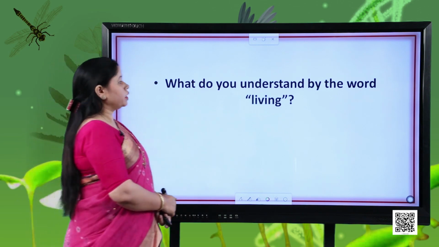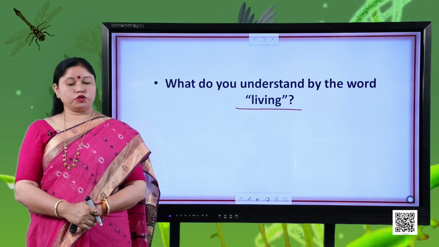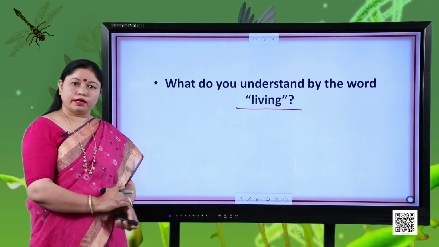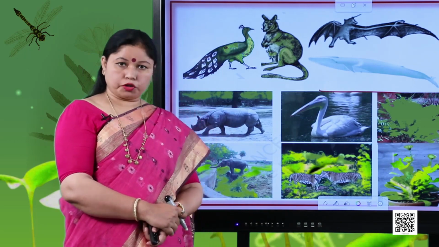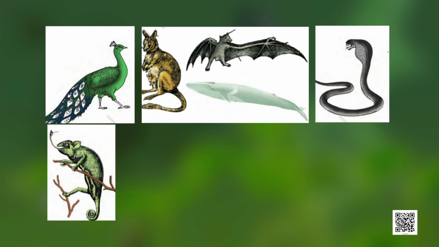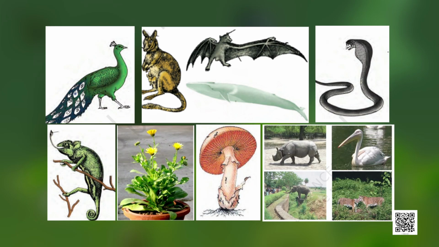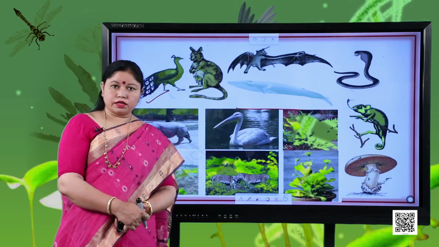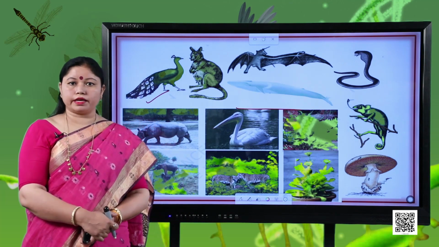What do you understand by living? What all things come into your mind when you think about living? Some of the things coming to your mind could be birds, various animals like kangaroo, snake, chameleon, fungi, plants, tiger, elephant, etc. Yes, all these things are living things, or you can say they are living organisms.